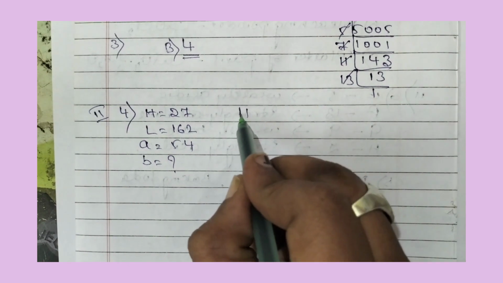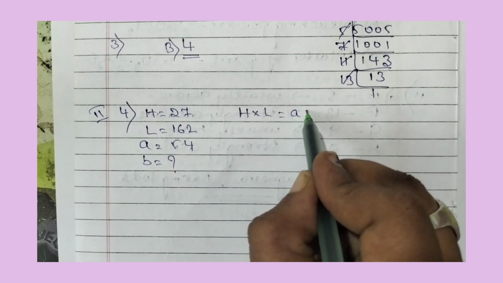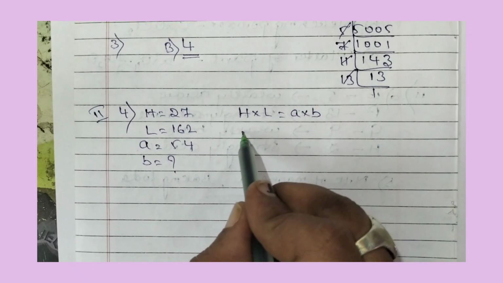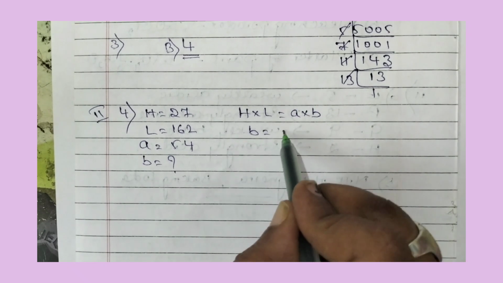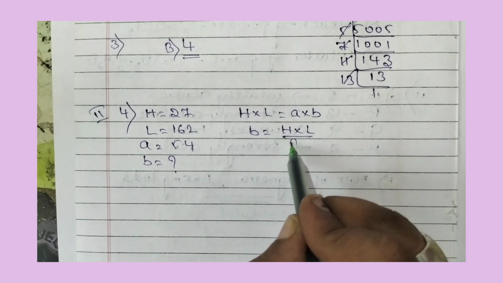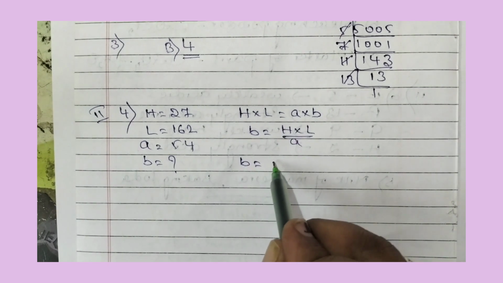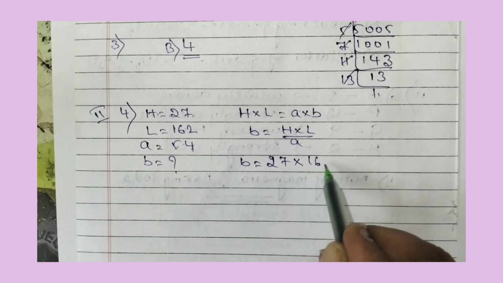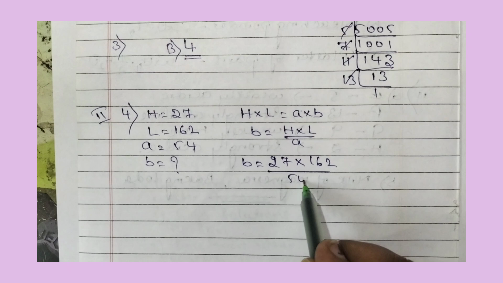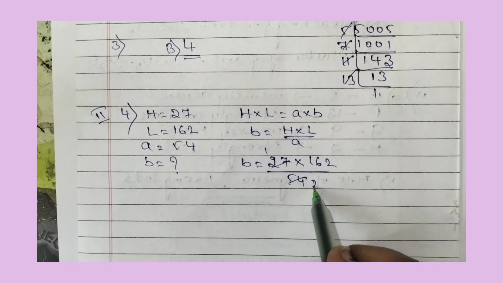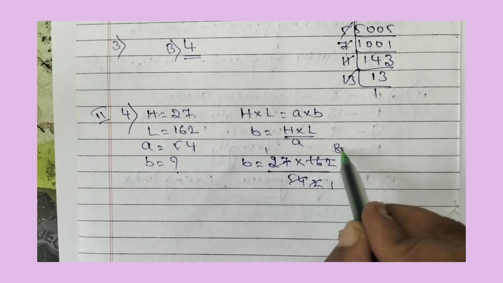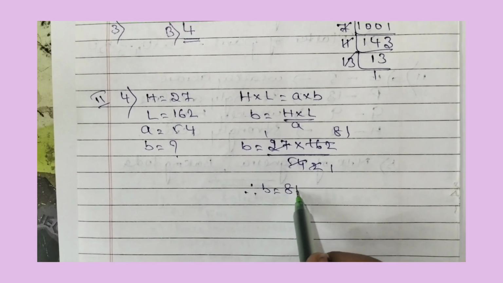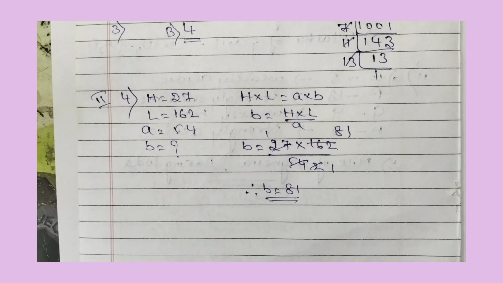So what is the relation? H into L, the product of HCF and LCM, is equal to the product of the two numbers. So we want B. B is equal to H into L by A. So B is equal to 27 into 162 divided by 54. Therefore, B is equal to 81. Therefore, the other number is 81.